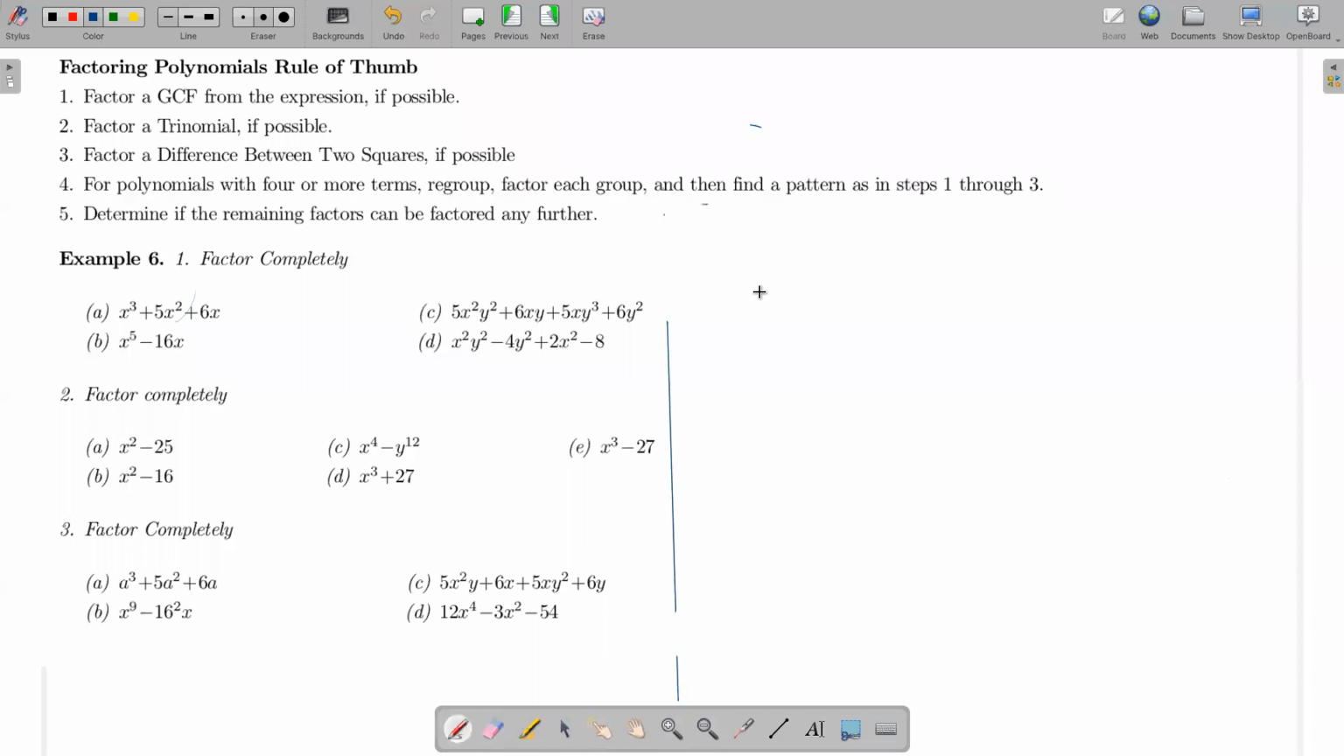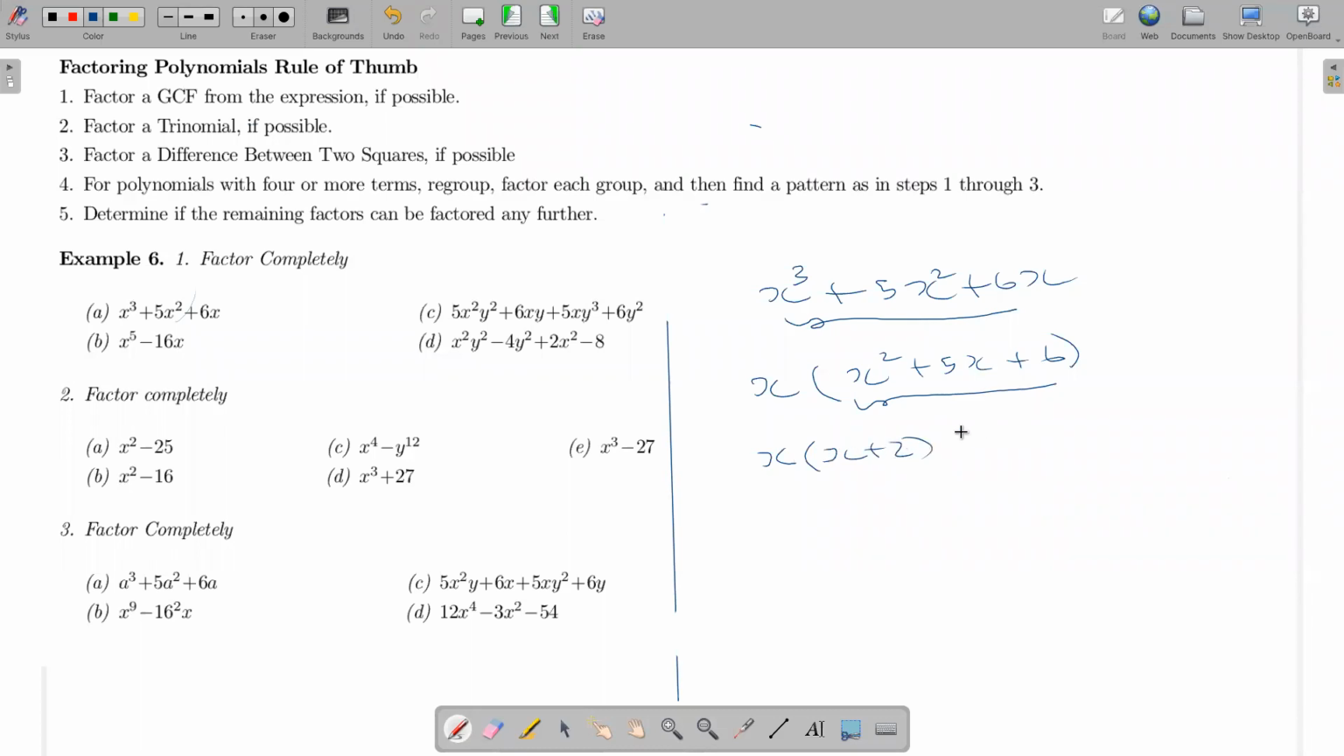Okay. So here x cubed plus 5x squared plus 6x. Here x is common, no? So I pull out the x. So I get x times x squared plus 5x plus 6. Now this one I factor using the method I explained before, no? So this is x plus 2 and x plus 3. Here I write 6 as 3 times 2 and factor it like I did here.